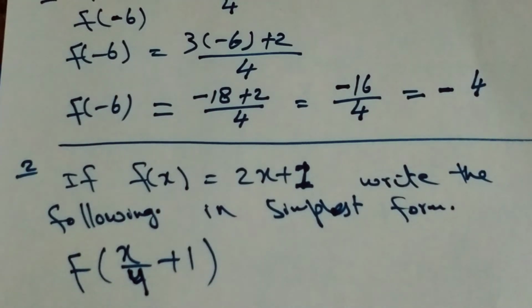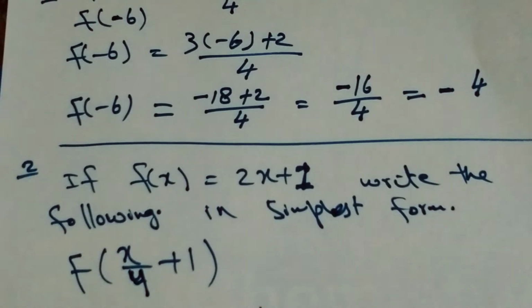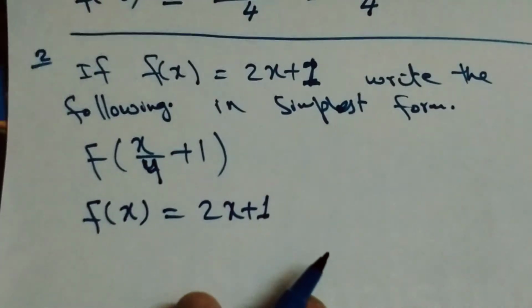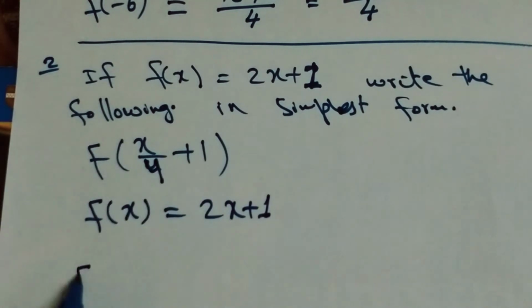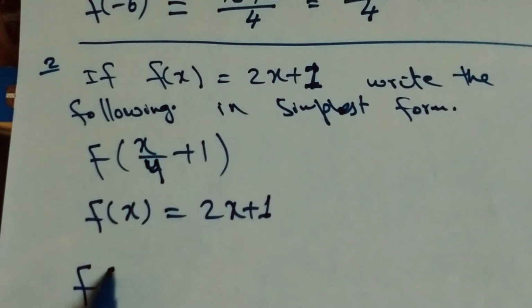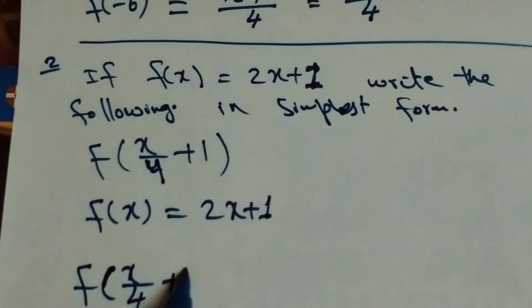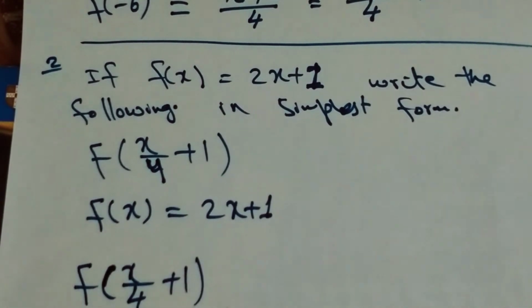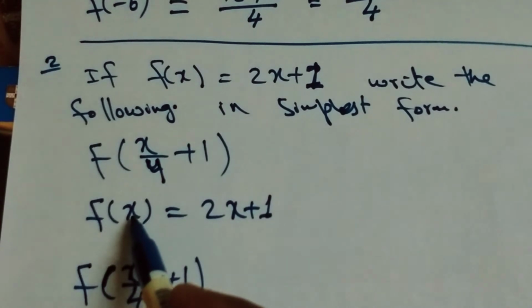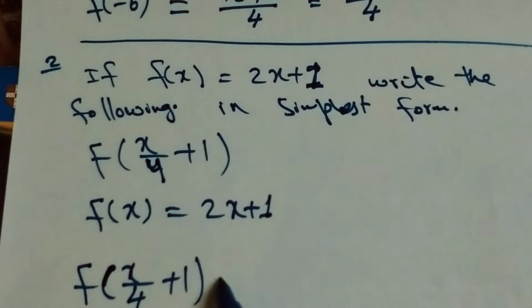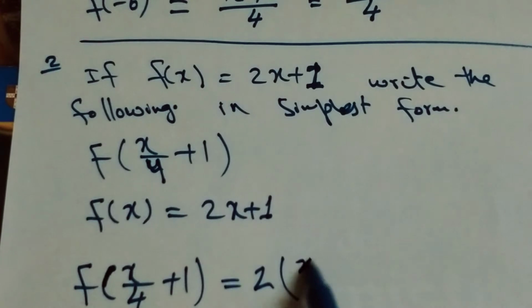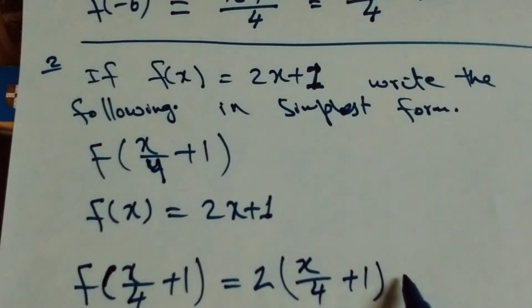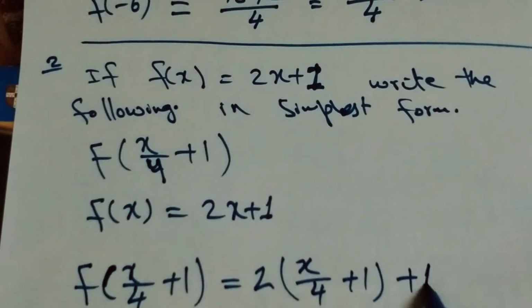So what is our function? F of x equal to 2x plus 1. This is our function which is given. So according to this function we will find the value of this. What does it mean? F of x over 4 plus 1. Anywhere you will see there is an x, at the place of x put x over 4 plus 1. So at the place of x, what will we put? The value x over 4 plus 1, and this one is given, that is extra.